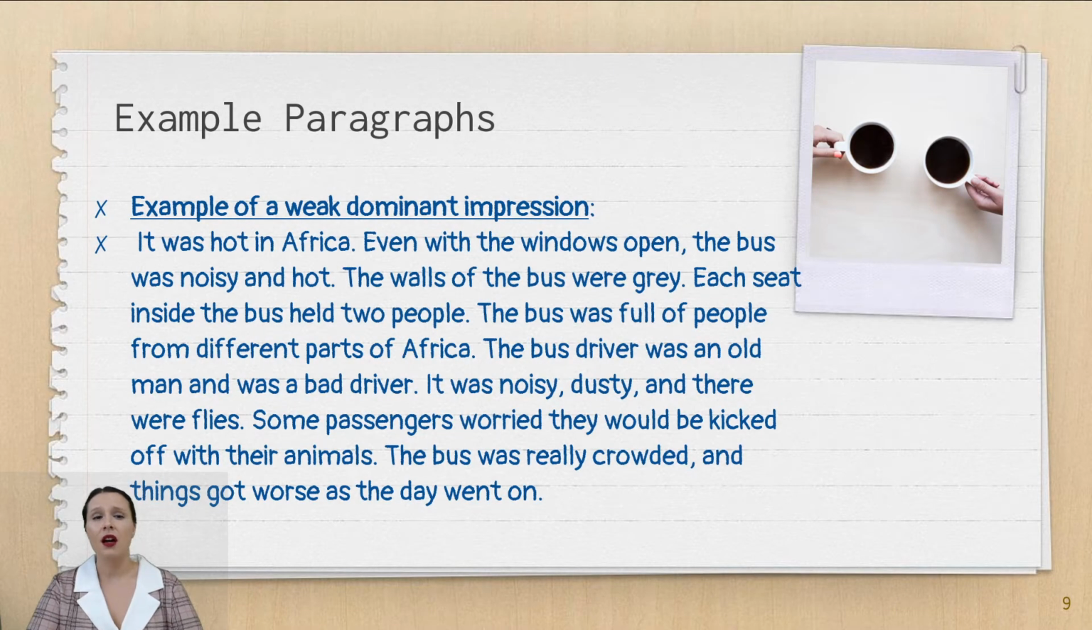Okay, so I've given you two example sentences, or rather paragraphs. The first one is an example of a weak dominant impression, so I'll read it to you. It was hot in Africa. Even with the windows open, the bus was noisy and hot. The walls of the bus were grey. Each seat inside the bus held 2 people. The bus was full of people from different parts of Africa. The bus driver was an old man and was a bad driver.